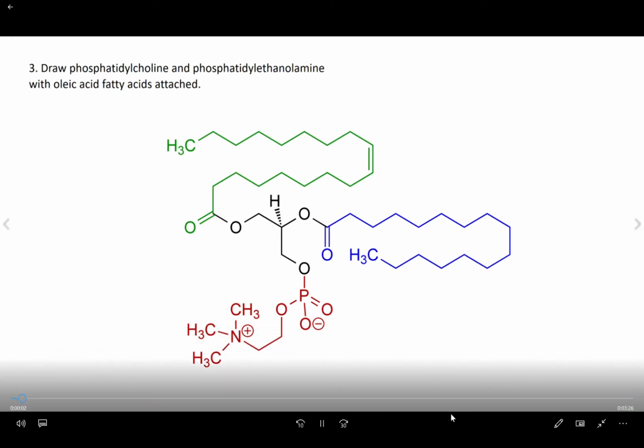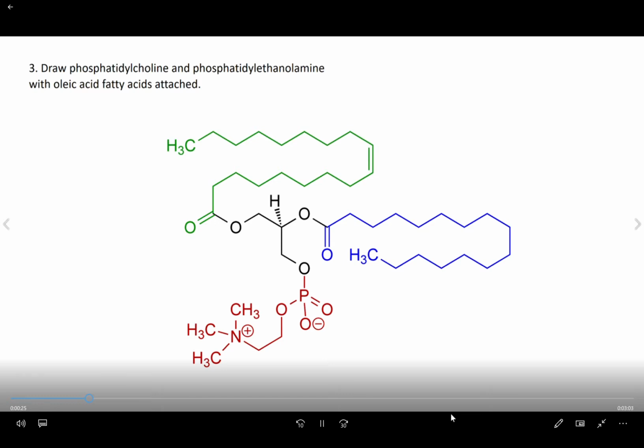Alright, question number 3 is draw phosphatidylcholine and phosphatidylethanolamine with oleic fatty acids attached. Borrowing the structure I found on the internet here, this is not the exact answer, but it is close enough that I can use it as a basis to show you what the correct structure should be.